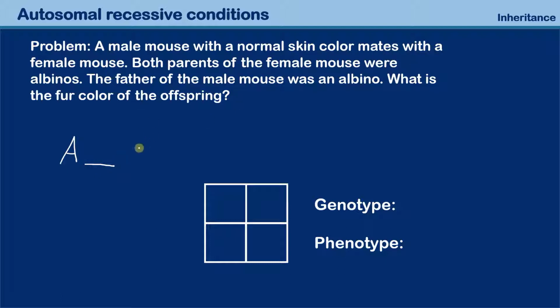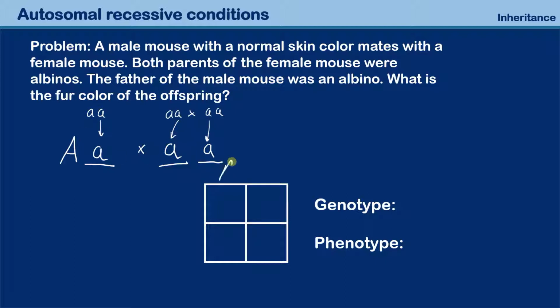Mates with a female mouse. Okay, well, we'll see. The father of the male, both parents of the female mouse were albinos. Well, if both parents were albinos, then this mouse must also be an albino and must have lowercase a. It must have received one allele over here and one over here. The father of the male mouse was an albino, so it was quite much the same as in the previous example. If one of the parents over here was an albino, then this is inherited, and we have a heterozygous animal. What is the fur color of the offspring of these over here?